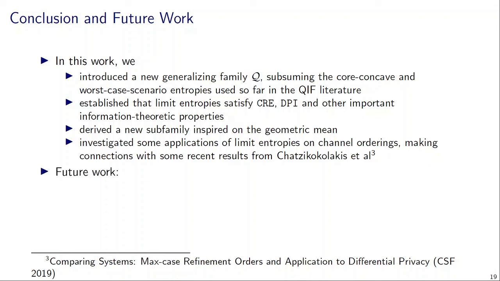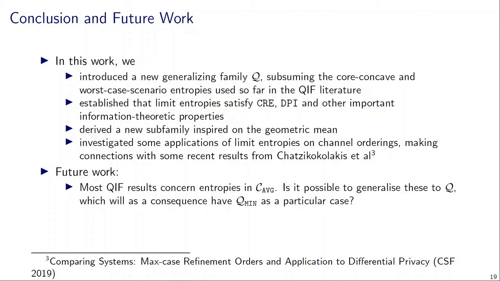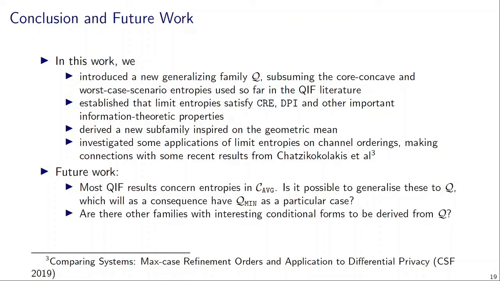Now, concerning future work, most key results concern entropies in CAVG. Is it possible to generalize this to limit entropies, which will, as a consequence, have the worst-case scenario entropies as a particular case? And we would also like to investigate whether there are other families with interesting conditional forms that we could derive from Q. So that's all.